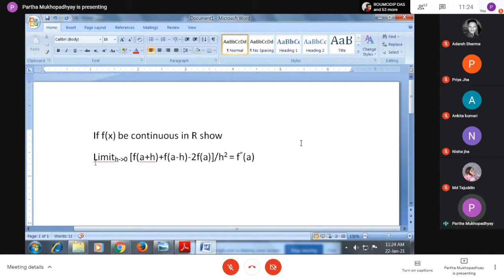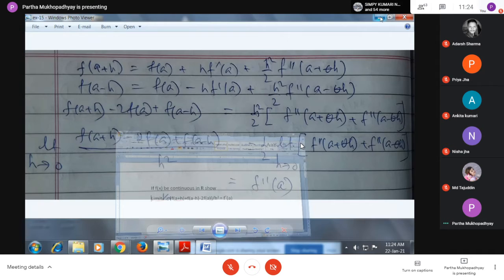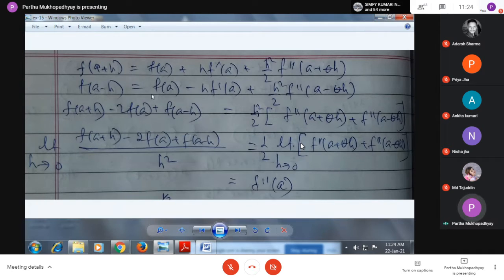Where a is any real number. Okay, ready for the solution? Now, we have to use the mean value theorem up to second order, separately taking the increment first h and then minus h.